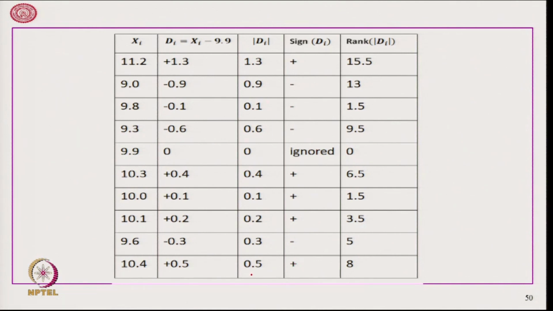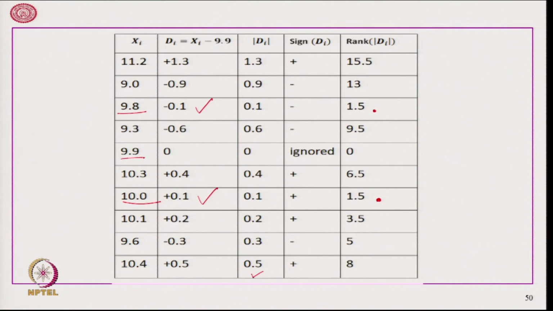Like that we calculate it for all the 20 values, and we get the plus and minus sign, and also the absolute value of di, and then we rank them. We have taken care of the ties by assigning equal weight to them. Say for example, 9.8 and 10: one is giving me di equal to minus 0.1, the other is giving me plus 0.1, and that is the smallest. So, one should get the value 1, the other should get the value 2. We are equally distributing between these two, so both of them get the rank 1.5.